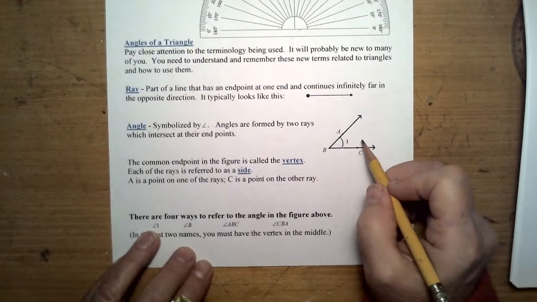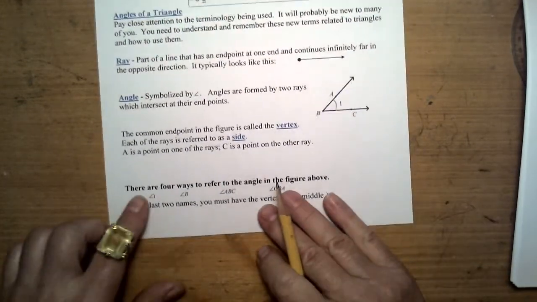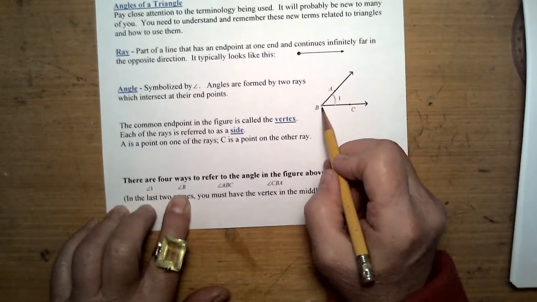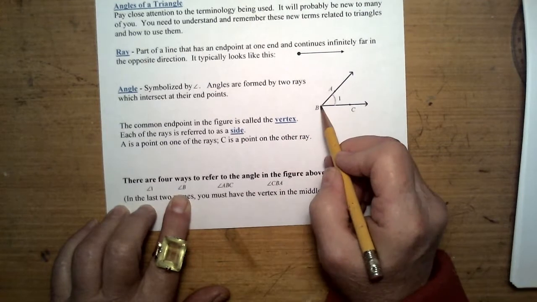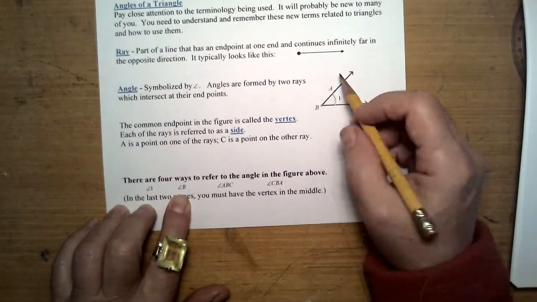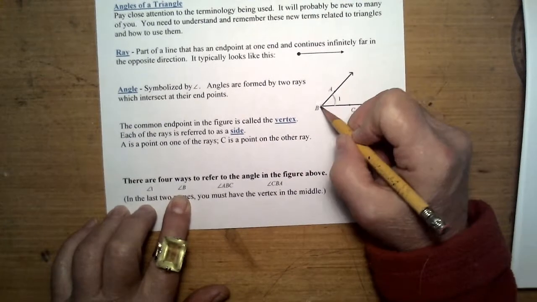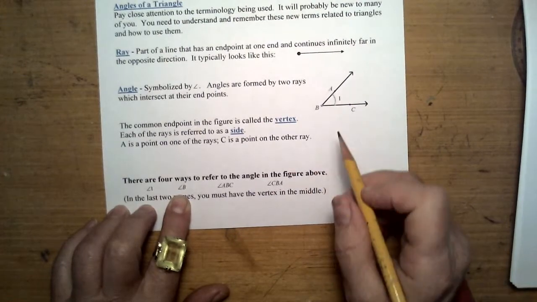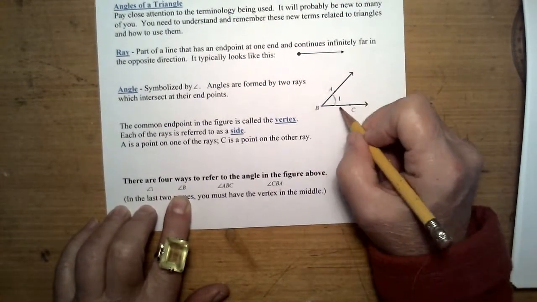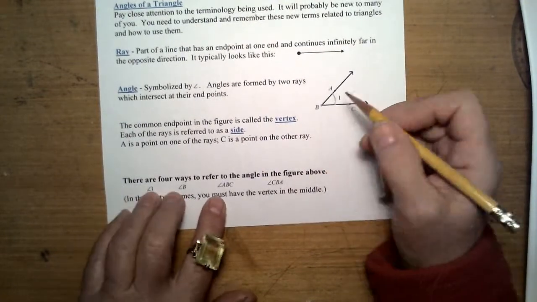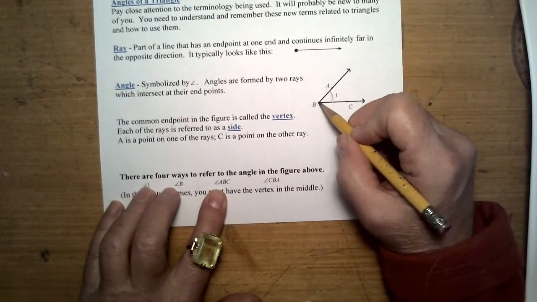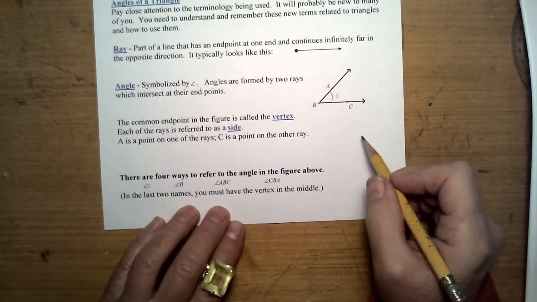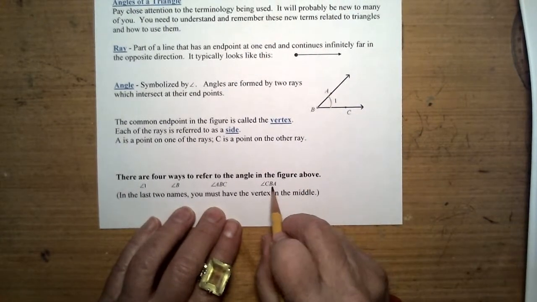So I can refer to this as angle 1. I could refer to this as angle B because of this point right here. And that is referred to as the vertex, where those endpoints cross. And this is a side, the ray BA, and this is a side, the ray BC. Okay? All right, so I can refer to this as angle 1. I can refer to it as angle B. I can refer to it as angle ABC, or I can refer to it as angle CBA. The thing to make note of is that the B has to be in the middle.